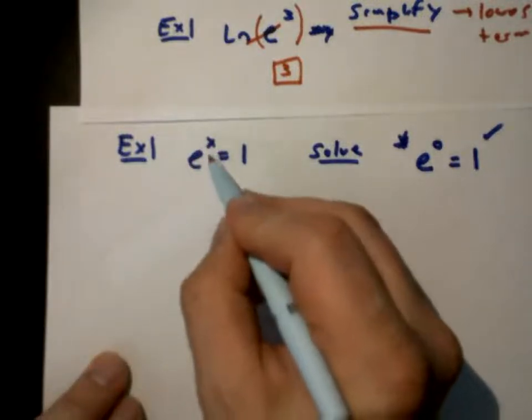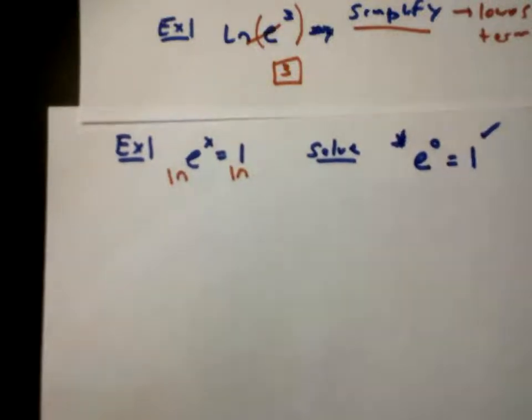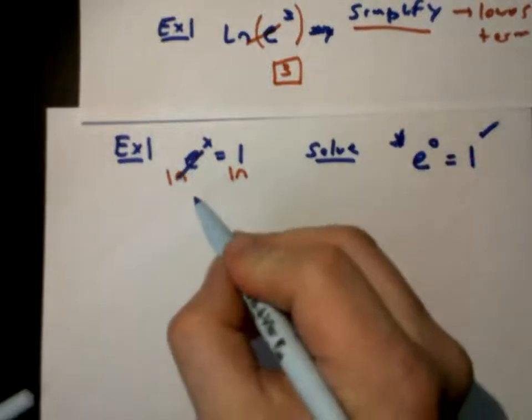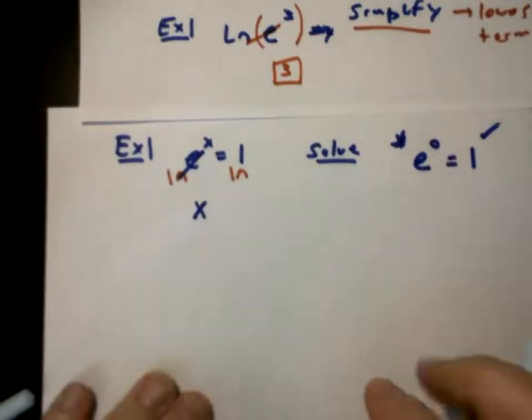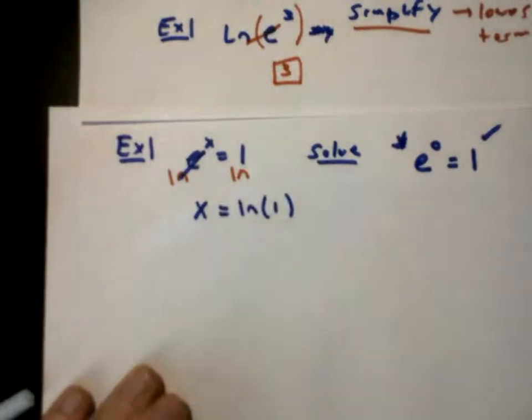I have e. Maybe I want to get rid of that, so I'm going to go ln and ln because I know that these are inverses. So these are inverses. That exponent is going to drop down. But you have to deal with the leftovers here, and that's the leftovers there.